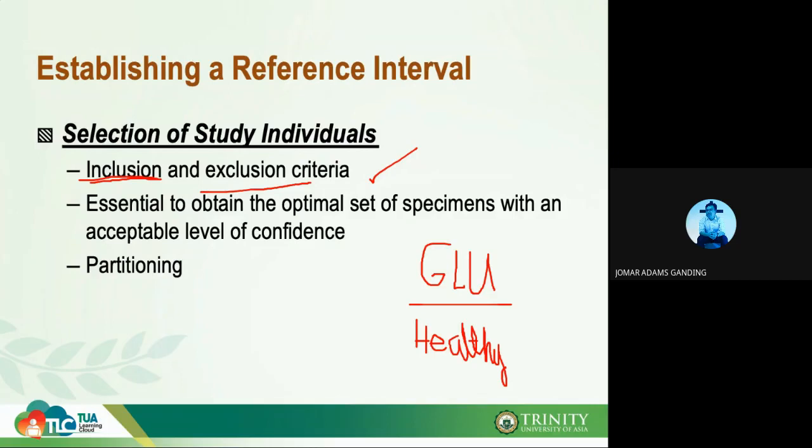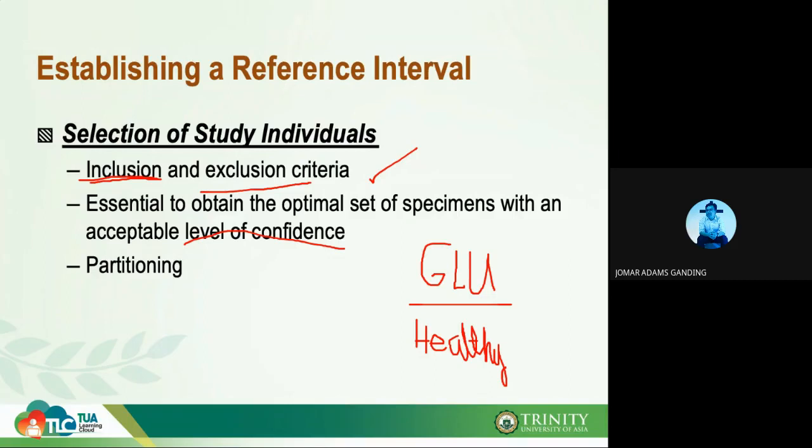In addition to that, it is essential to obtain the optimal set of specimens with an acceptable level of confidence. So it's very important to always use this. Although this time, the level of confidence is almost constant. It is 95%, following plus minus 2 SD.